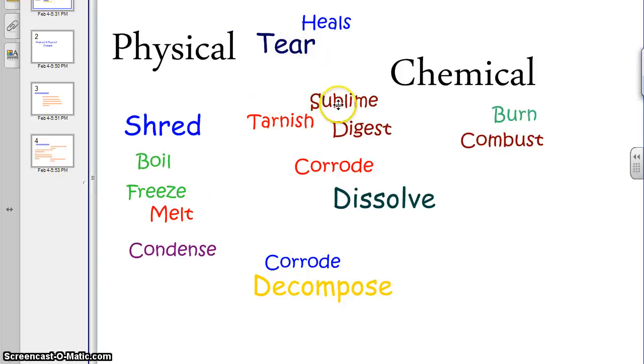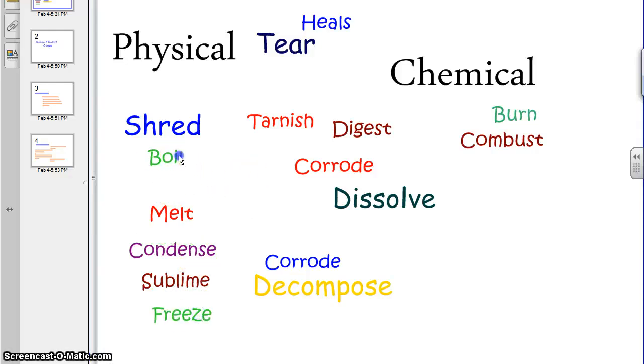And sublime is a word you may not know yet, but sublime is the transition from solid into gas. That's another physical state transition, so it would go over in this column. Think of dry ice. Dry ice sublimes. Tear. If something tears, that would be physical again.